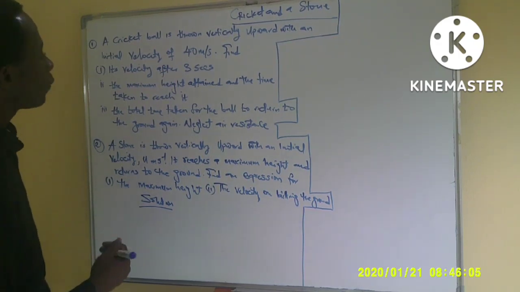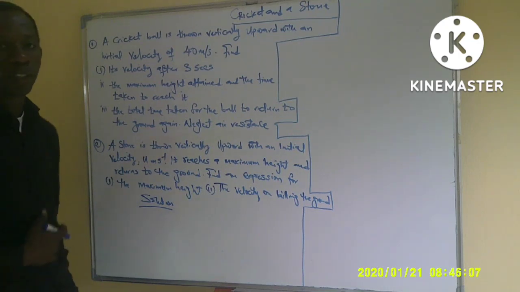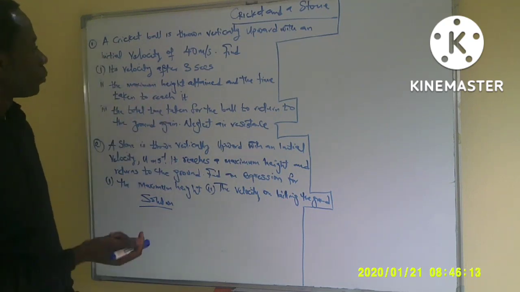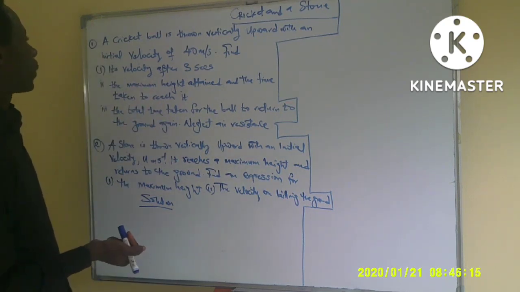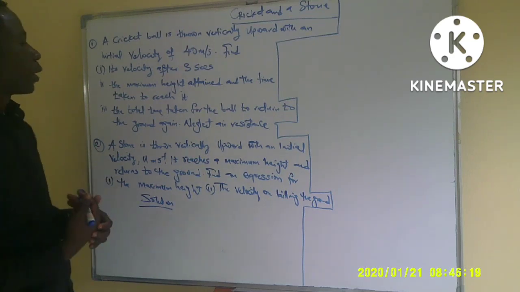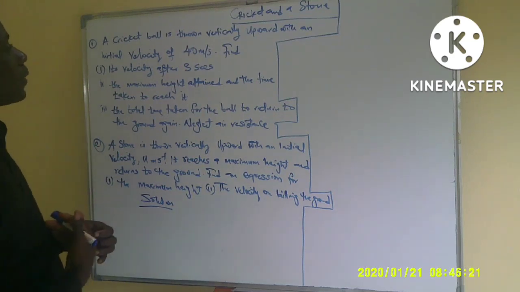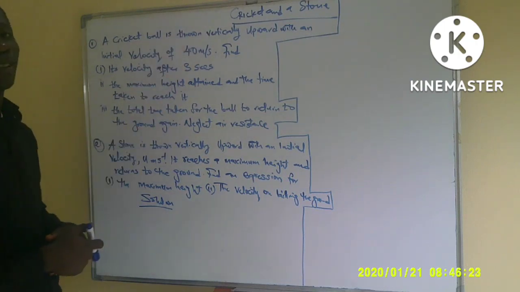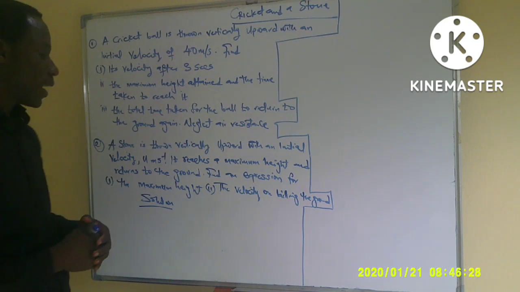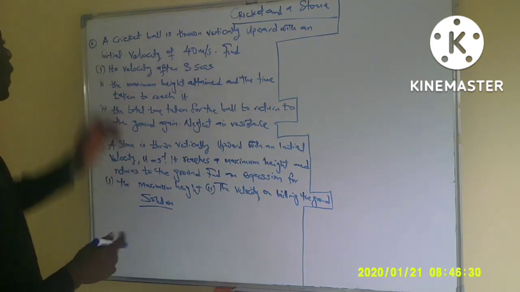Yes, in our last video we talked about motion under gravity, that is to say, the effect of gravity on motion, either moving upward or downward. But at this point, we are going to the applications of the motions with some questions given to us. That's why I tagged it cricket and a stone. The first question is a cricket, the second question is talking about a stone. So now let's start with the first question.